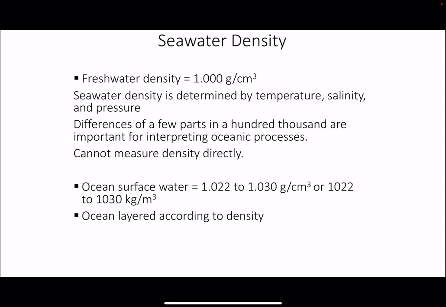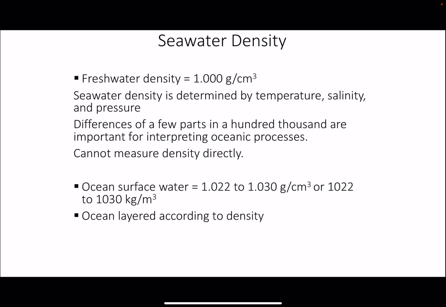So freshwater density is 1 gram per centimeter cubed. Figuring out the density of seawater requires knowing the temperature of the seawater, the salinity, so how much salts, and the pressure, so whether it's at the surface or somewhere deeper. The differences in density are really small. It's a few parts in 100,000. But these small density differences are really important for a lot of oceanic processes.